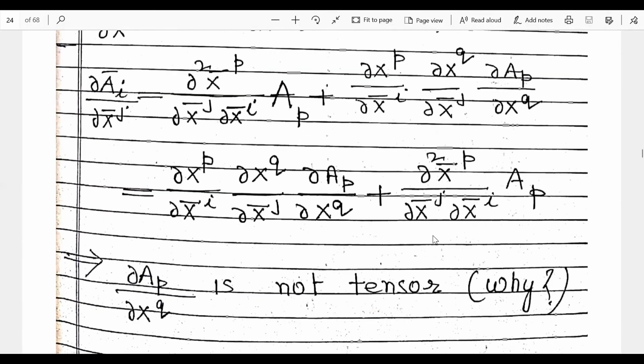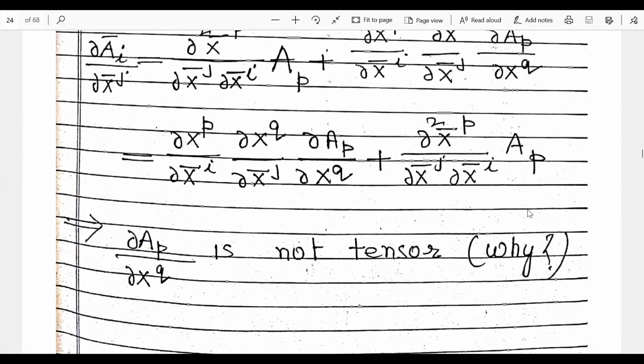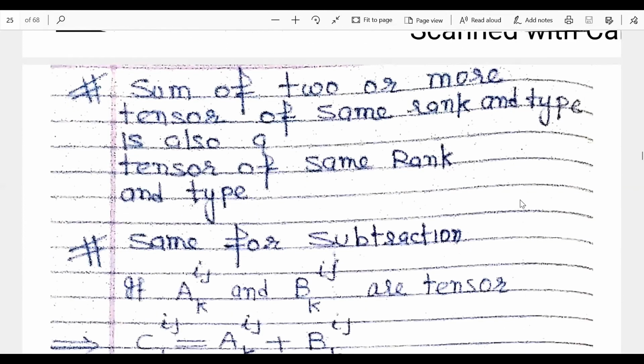From this term we can easily see that this is not a tensor. Why? Because of this extra term, the law of transformation is not in the tensor form. It would be a tensor if this term were 0. That we will discuss in a later lecture. Here we only conclude that it is not a tensor because of this term. So this is our result.